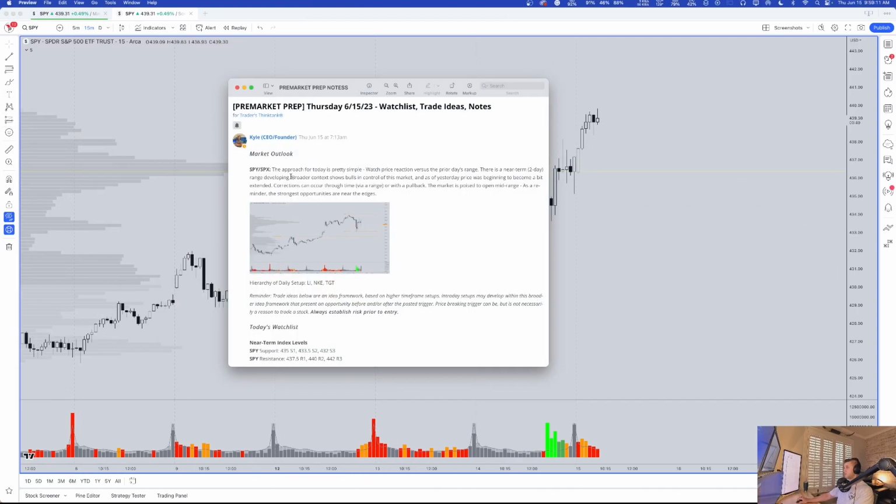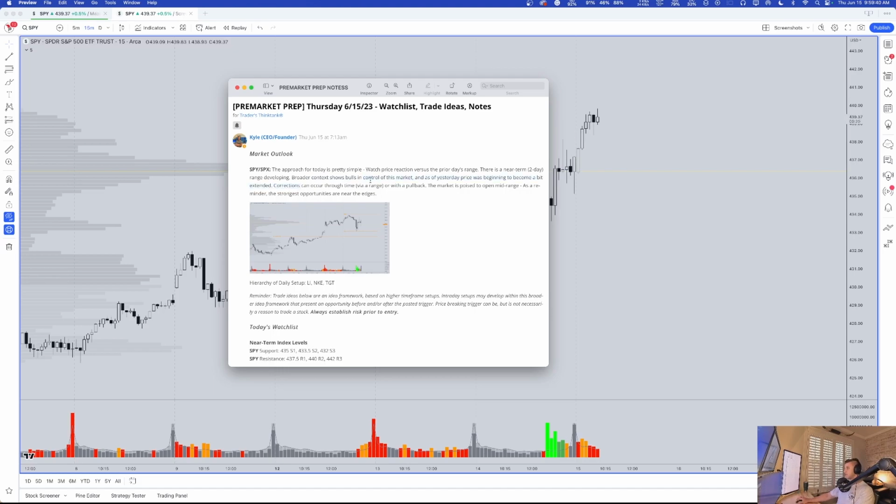If you take a look at the notes here, this is the pre-market prep notes posted for active traders in the Think Tank every single day. We have a market outlook section, and basically what I said was the approach for today is pretty simple. Watch price reaction versus the prior day's range. There's a near-term 2-day range developing. Broader, there's a key point, broader context shows bulls in control of this market. Okay, this is a key aspect of the notes here.